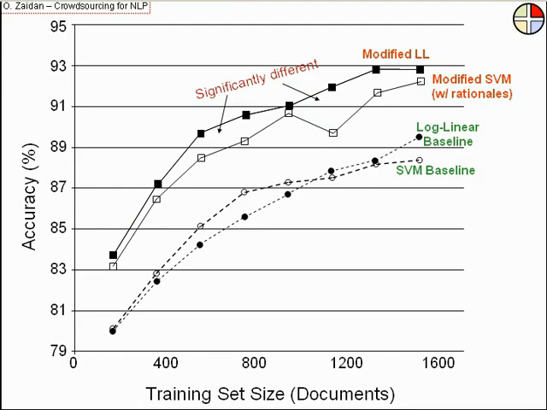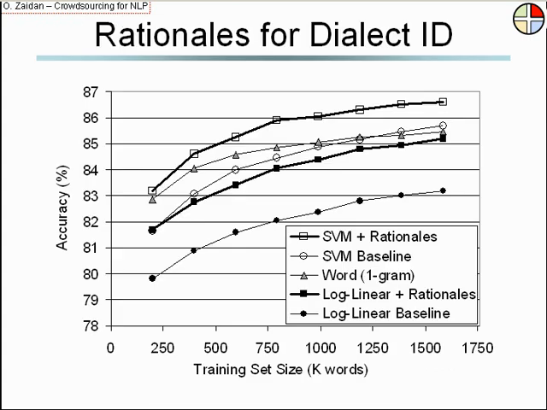And we do the same thing for the dialect ID task from the first part of the talk. If you remember, we collected word-level annotations of dialect, and we see something similar again here. So this is an SVM. This is a log linear baseline. When you incorporate rationales into the training, you get these learning curves, significant accuracy improvements, and the same thing happens with the SVM when you modify it.